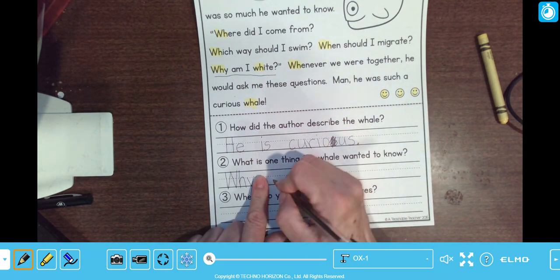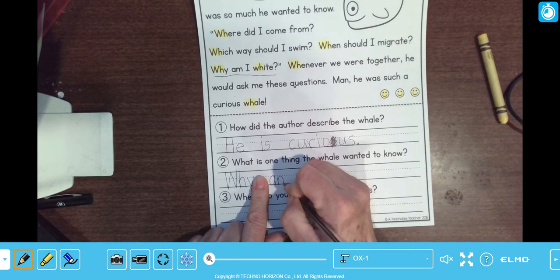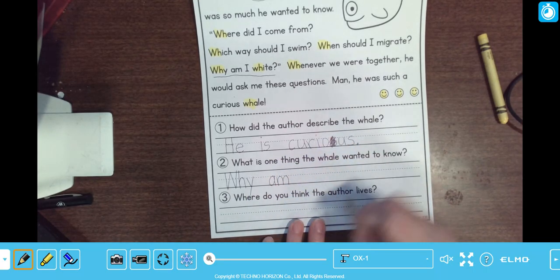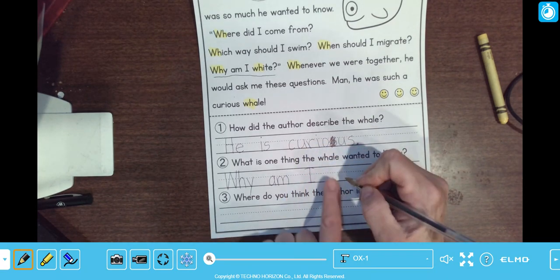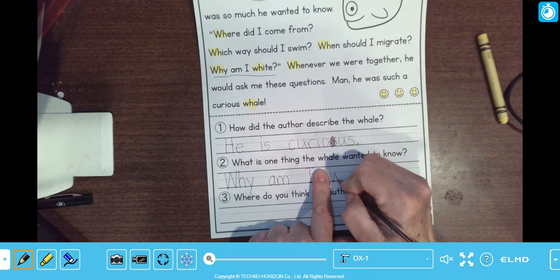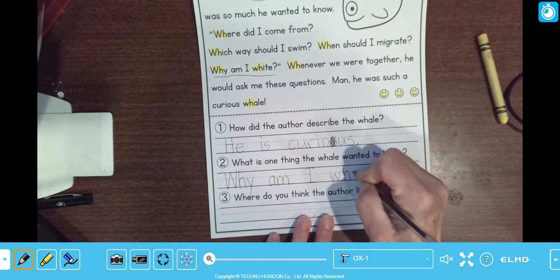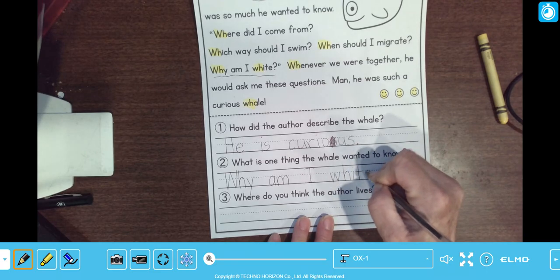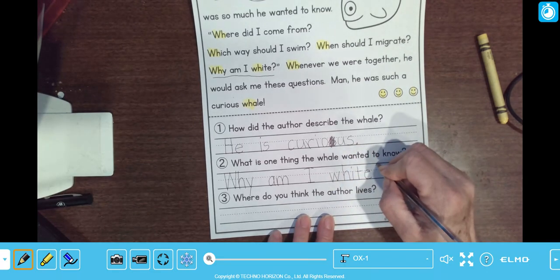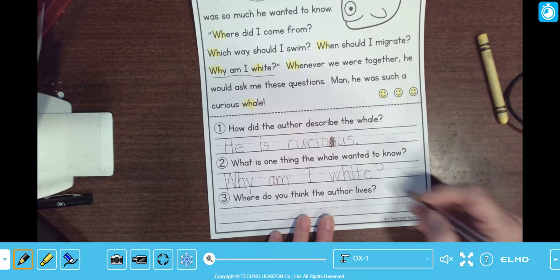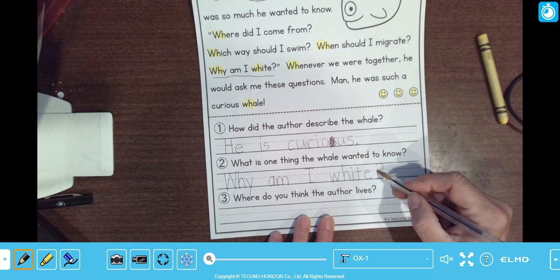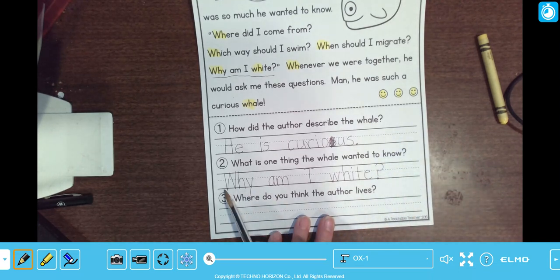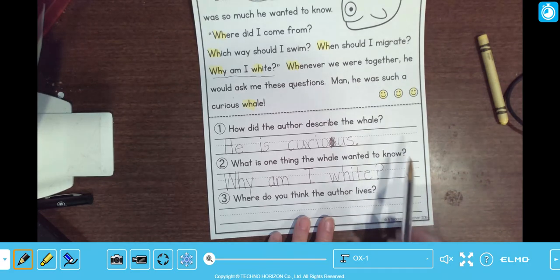Then I'm going to write one finger space, am. And then one finger space, I. And then one finger space, white. And then the exclamation mark goes around like a C. See, like a C, and then it goes straight down. So it's C at the top, and then straight down the rest of the way. So my question is, why am I white? You go ahead and pause and copy whichever one you want to copy, okay?